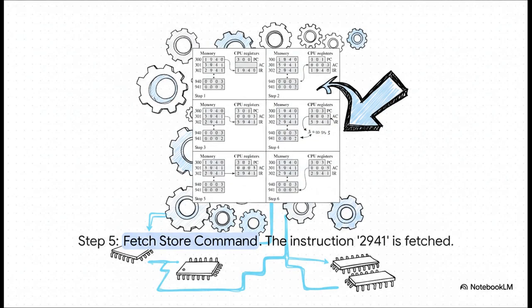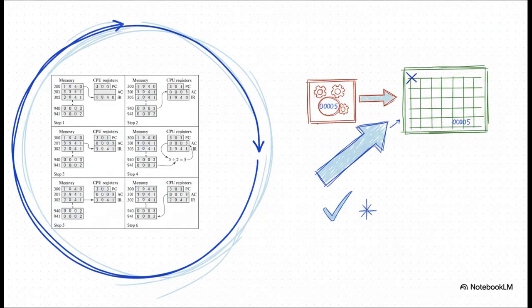All right, we're on the home stretch. One last instruction to go. The program counter is now at 302, which points the CPU to fetch our final instruction, 2941. The CPU looks at the 2 and knows that's the command to store the value from the accumulator back into memory at address 941. And this is the final move. The CPU takes the result 0005 from its accumulator workspace and writes it into memory at location 941, overwriting the old value. And that's it.